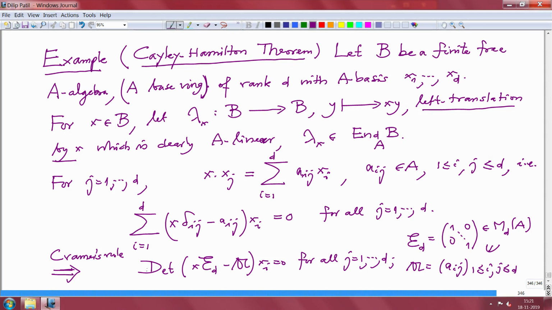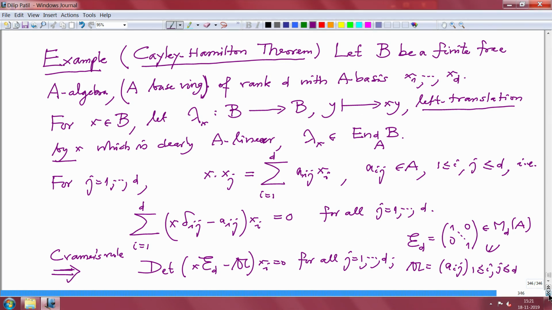Therefore, this determinant is a polynomial in small x with coefficients in the ring A, and that polynomial kills all these x_i's. But B is generated as a module by x_1 to x_d, and the identity element of B is also a linear combination of these x_1 to x_d. So if this determinant kills all the x_i's, it will kill one also. This I will write on the next slide.